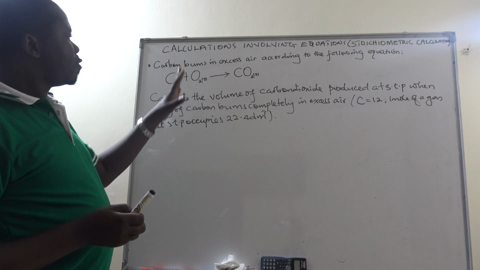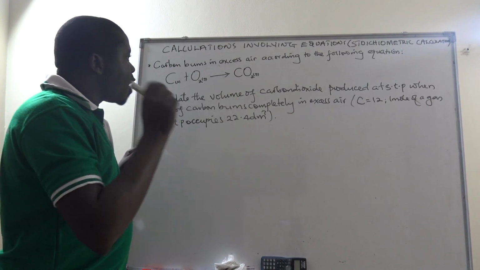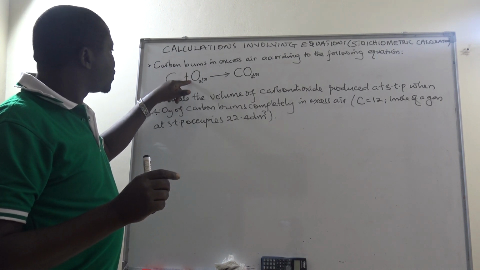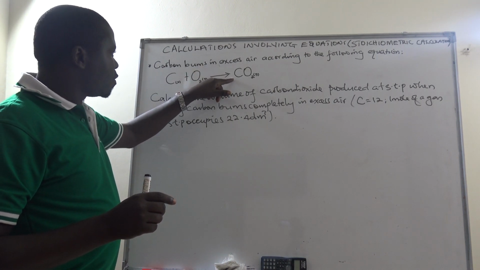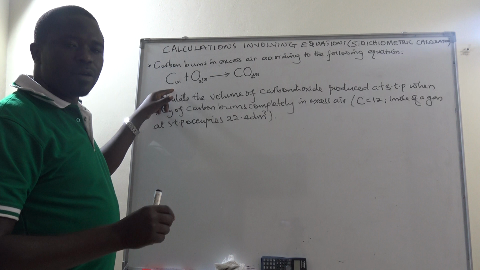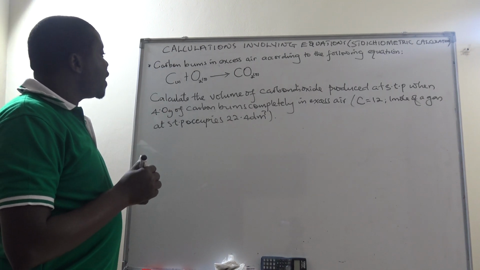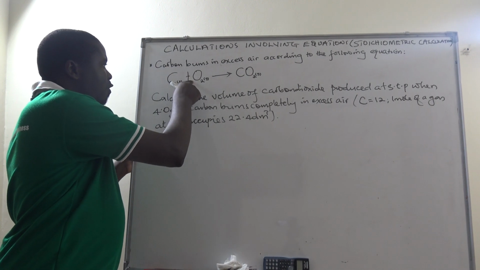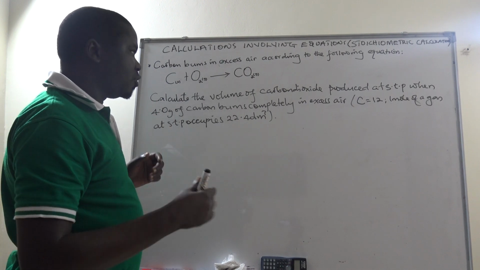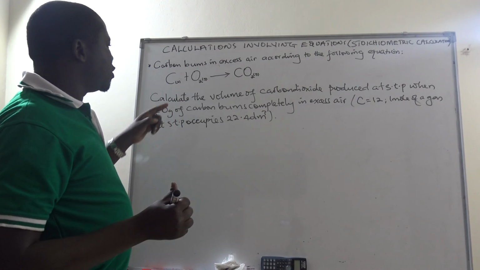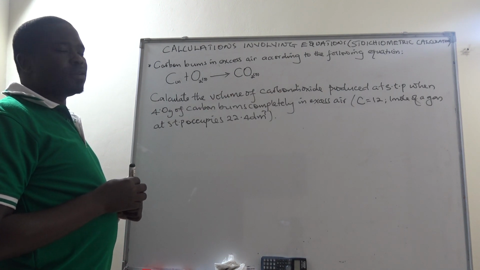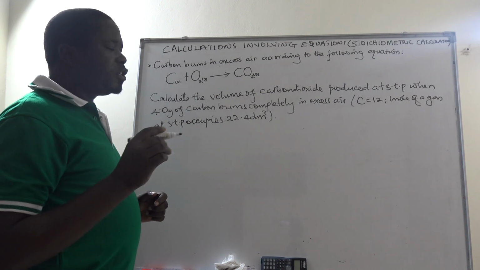So let us try to see how to go about with this calculation. This is a stoichiometric calculation whereby we shall strictly deal with the number of moles of atoms or of the particles of each substance in this equation, I refer to them as being chemical species. Now, we have seen that 1 mole of carbon reacts with 1 mole of oxygen to produce 1 mole of carbon dioxide. That is in a burning or a combustion process. Now, we are supposed to calculate the volume of carbon dioxide produced at STP when 4 grams of carbon burns completely in oxygen in excess air. We are going to do this.